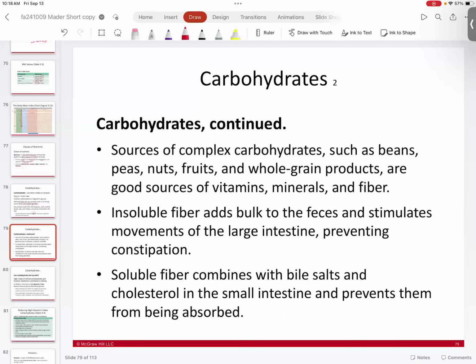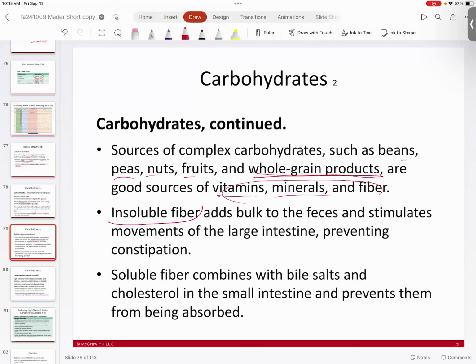When you take a look at complex carbohydrates, that means there are a lot of different types of carbohydrates in there. You can get them from different sources, for instance beans, peas, nuts, fruits, and whole grain products, not refined grains. These are going to have a lot of vitamins and minerals in them. So these are the nutrients that we're going to be needing.